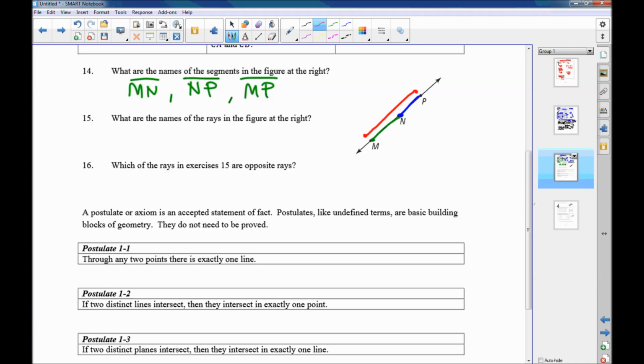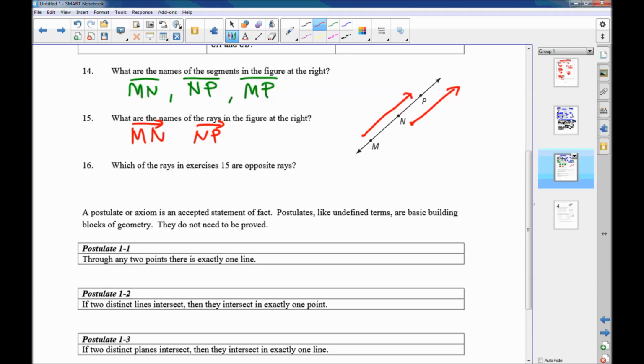Okay. What are the names of the rays in the figure at the right? So let's see if we can find them all. Okay, so we need an endpoint, and we need one other point on the other side. So here we have this. We could do MN. So that's starting at M and going that way. Okay, so we've got one. All right, we could also do NP. It's going to be a bit shorter. Not really, because they both go on for infinity, but it starts at a different place. Okay, cuts off that little piece, that line segment between M and N.